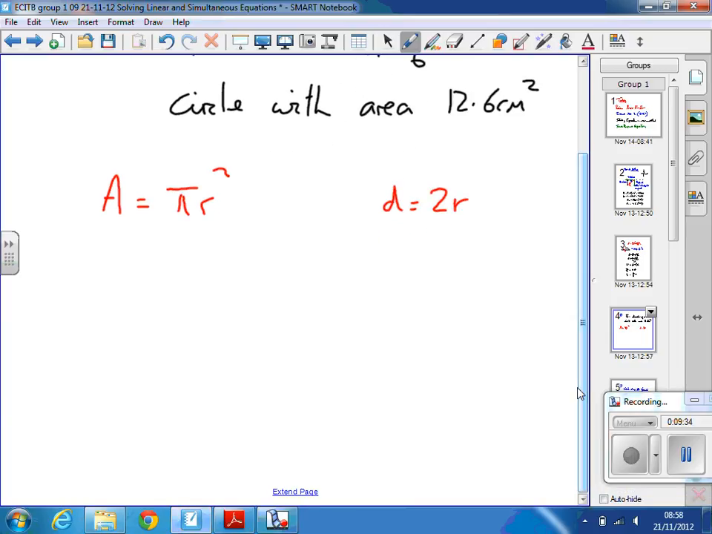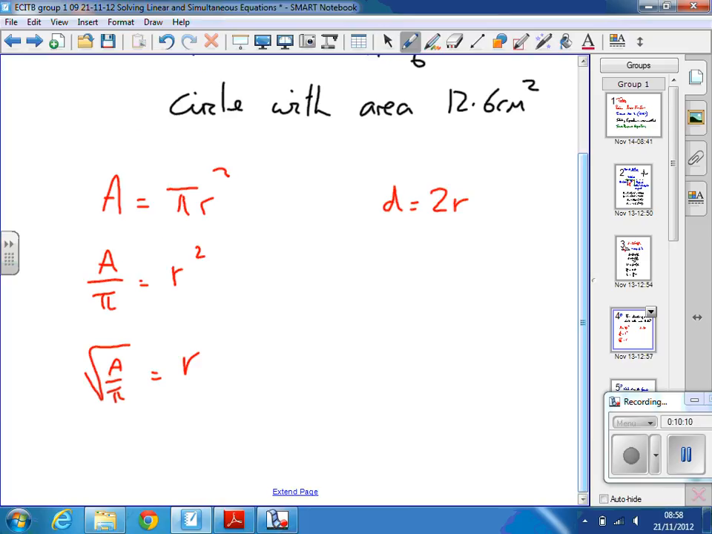So rearranging this formula, the area is equal to pi times the radius squared. So at some point I'm going to have to square root to get rid of that square, but before I do that I divide by pi, get rid of the pi, so divide both sides by pi. A over pi equals r squared. Now square root both sides. So the square root of A over pi equals the radius. So that gives us a formula to find the radius of the circle.